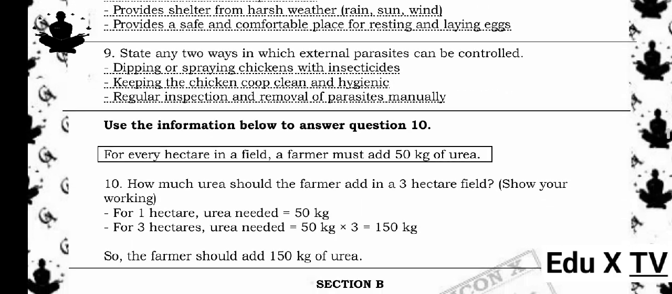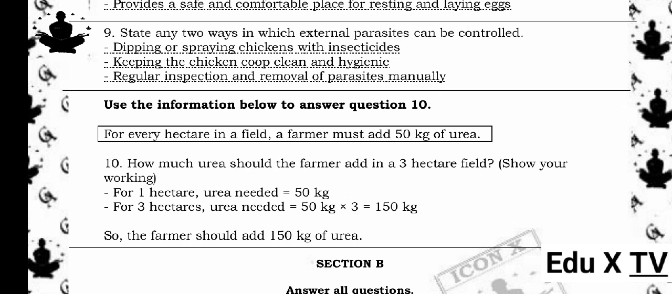9. State any 2 ways in which external parasites can be controlled. Dipping or spraying chickens with insecticides. Keeping the chicken coop clean and hygienic. Regular inspection and removal of parasites manually.